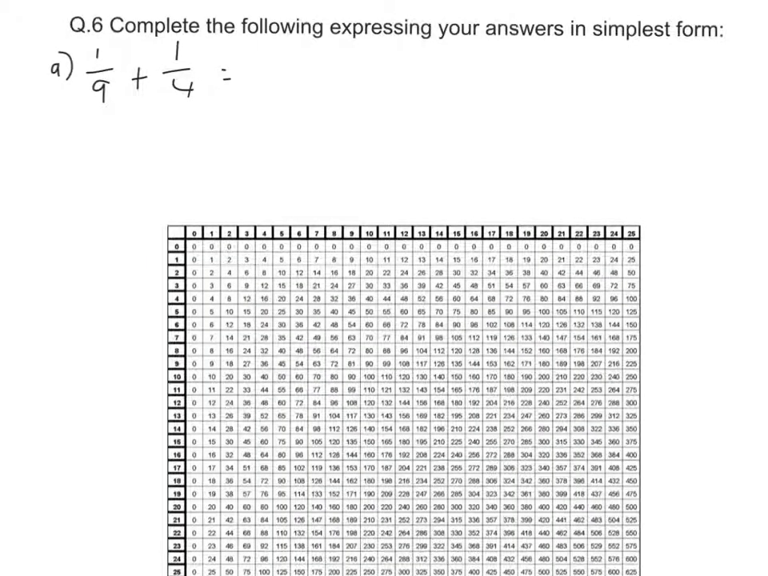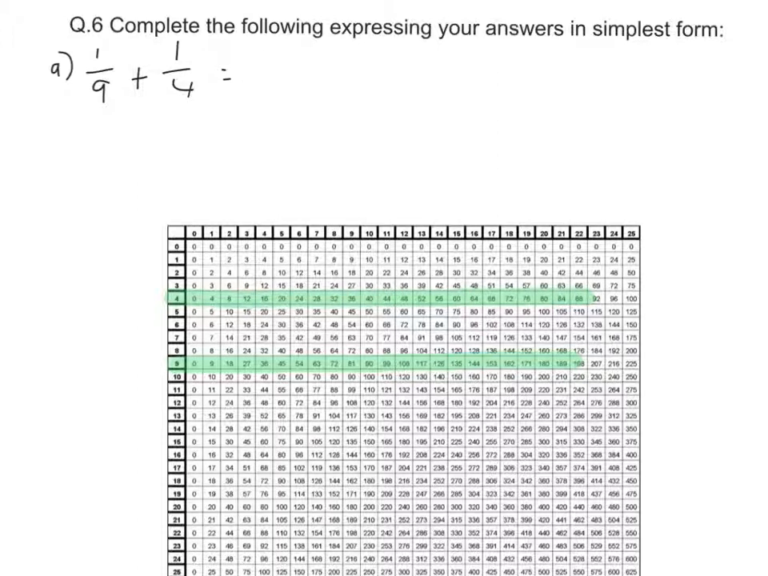Okay, so question 6 is asking us to add and subtract fractions. We know that we need to make sure the denominator is the same. That means that we need to find the lowest common multiple. The way we can do that is looking at your times table and highlighting the multiples of the denominators. So in this case we have a denominator of 9, so we need to highlight the multiples of 9. So we'll do that now. And then we have 4, so we highlight the multiples of 4.